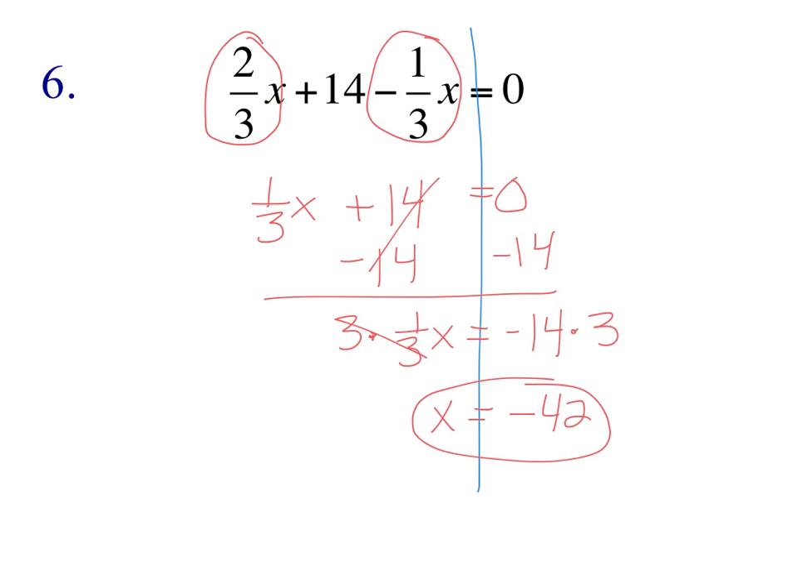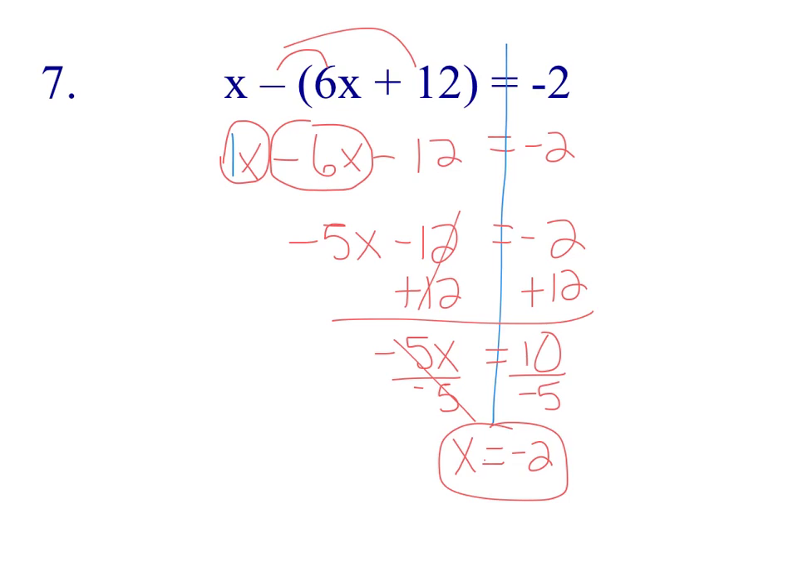Number 6, x should be negative 42, and when you combine your like terms, 2/3 minus 1/3 makes life easy. It's just 1/3 x, and then you're going to subtract your 14 and then multiply by your reciprocal to get 1/3 to go away. Number 7, x should be negative 2. Something to keep in mind for this is you are distributing the negative sign in front of the parentheses, so both signs change. And then also that initial x that's out there, you can use identity property and call that 1x if that makes it easier for you.